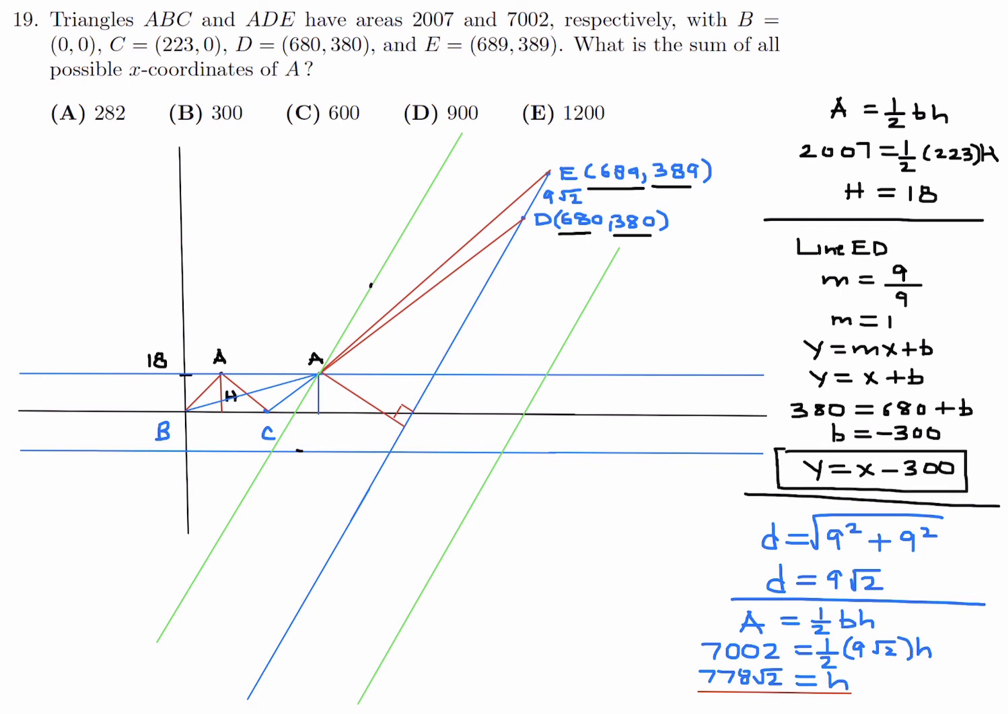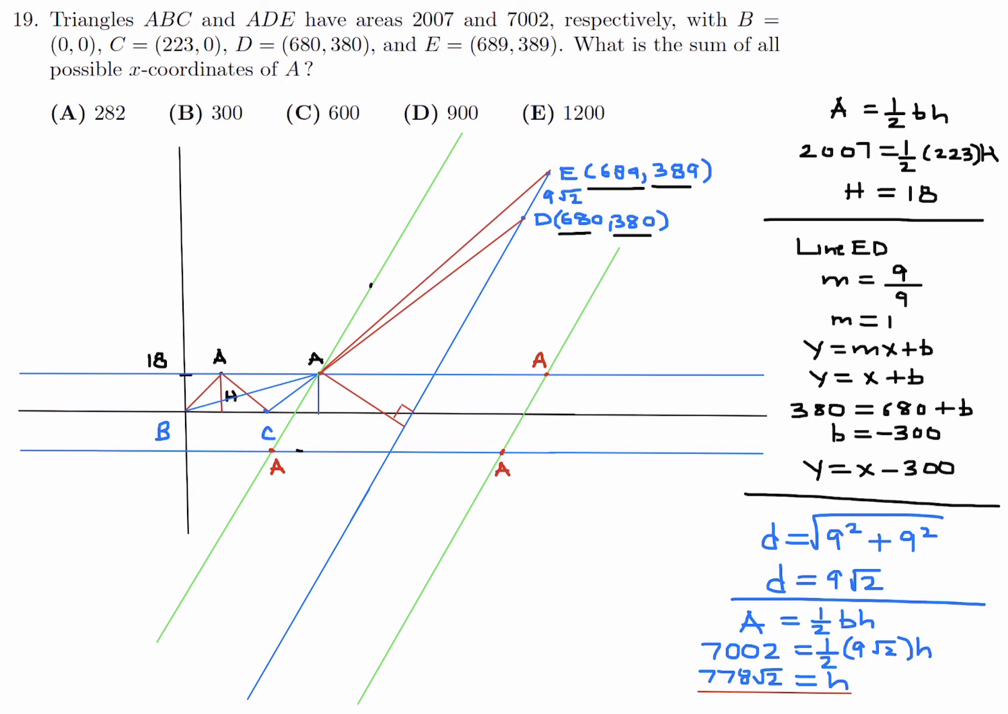Y is equal to x minus 300. What we have to do now is figure out the equation of these two green lines. And if we can do that, we can then find their points of intersection with these two blue lines. That would be 1, that would be 2, that would be 3, and that would be 4. And that would give us our 4 A's. Those are our 4 values for A. And then we have to just add up the x coordinates, and then we'll be done with the question.